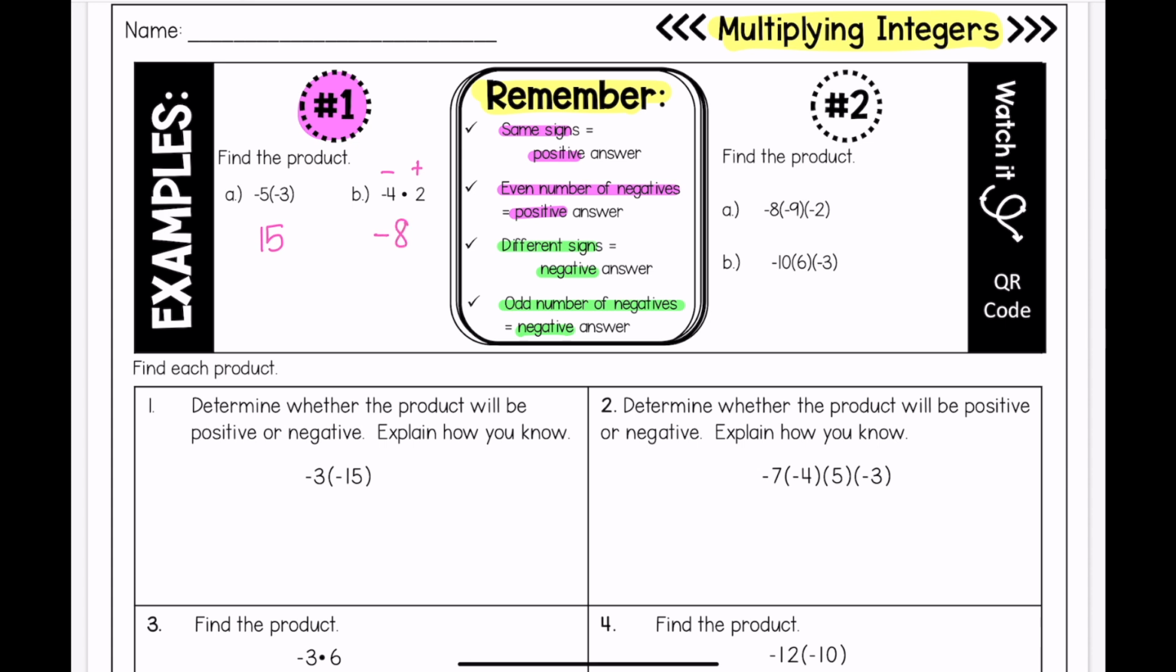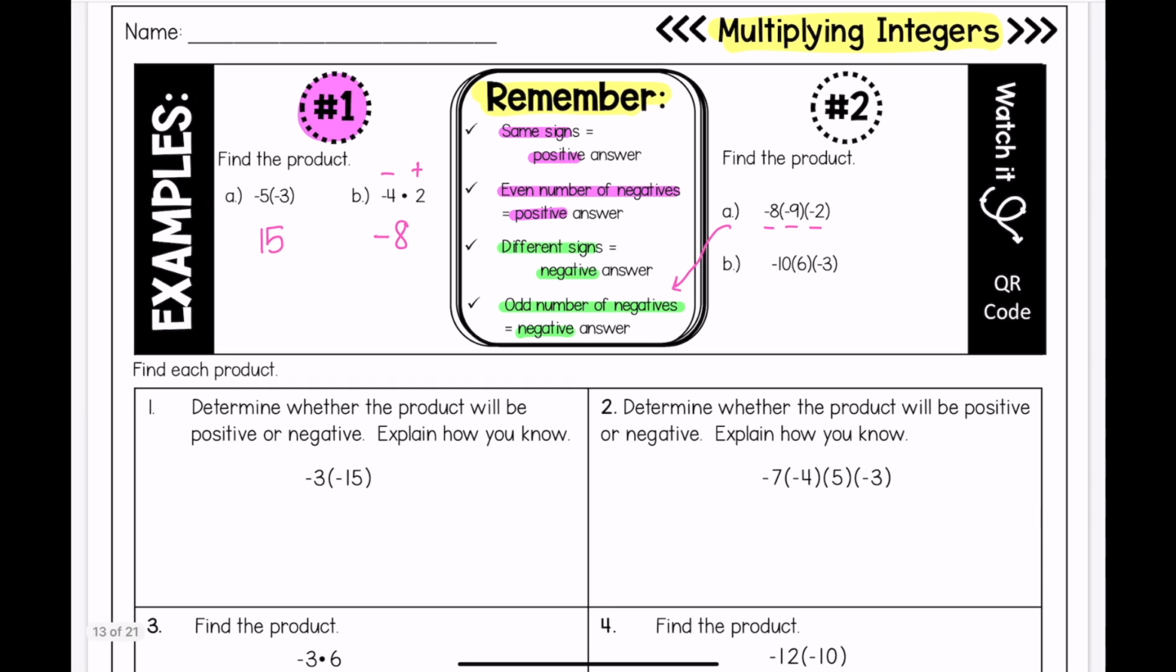Okay, the next one, I have 3 numbers. I see I have a negative, a negative, and a negative. 3 negatives means that I have an odd amount of negatives. Now, if you don't want to remember that, you could always do 2 of the numbers and then multiply the third. So, for example, if I multiplied -8 times -9, I would get positive 72, and then I would multiply it times -2, because that was what was left over. So this was 72 here. Now I have a positive times a negative, different signs. I'm going to get a negative answer, and I will get -144.